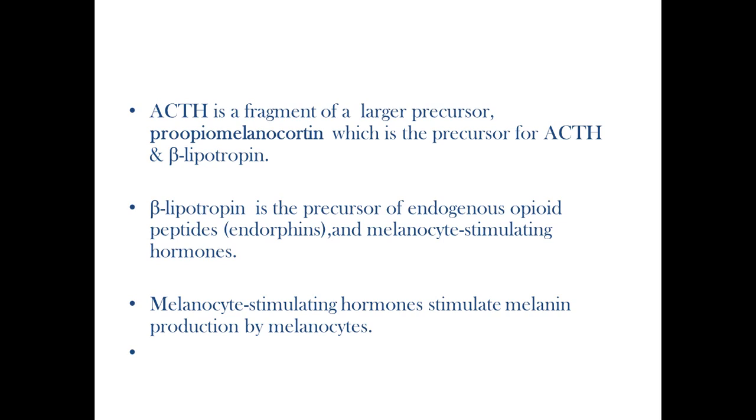The ACTH هو part of a larger precursor molecule called pro-opiomelanocortin. Pro-opiomelanocortin will be divided to give ACTH and beta-lipoprotein. Later there will be more division. It will give us endorphins اللي هو endogenous opiate and the melanocyte stimulating hormone اللي هو responsible for the production of the melanin by the melanocyte.